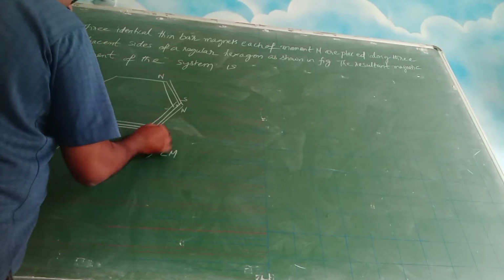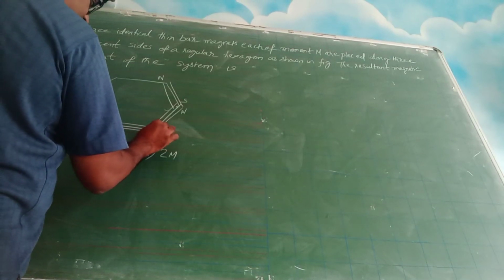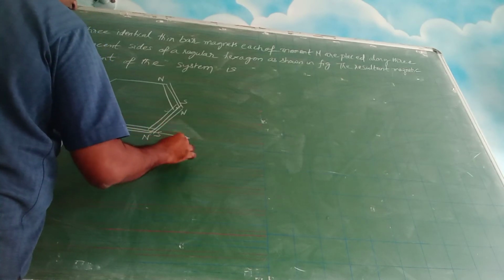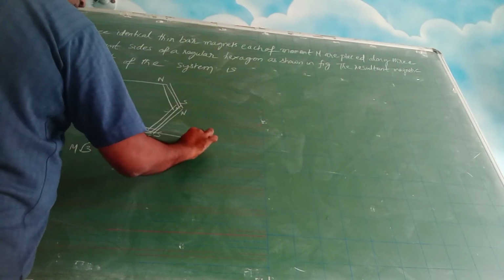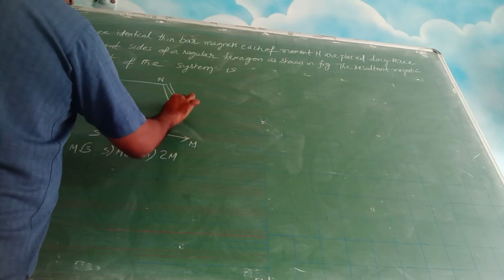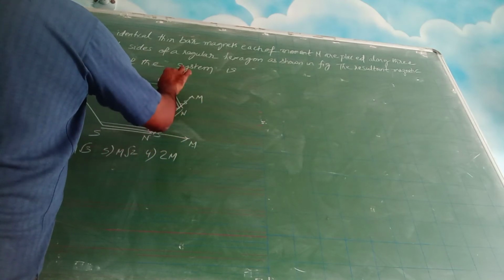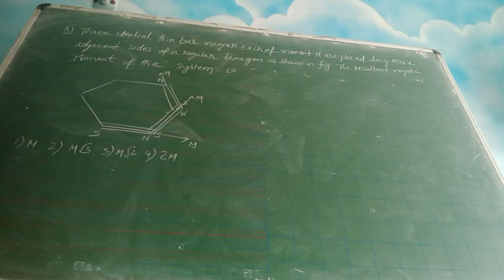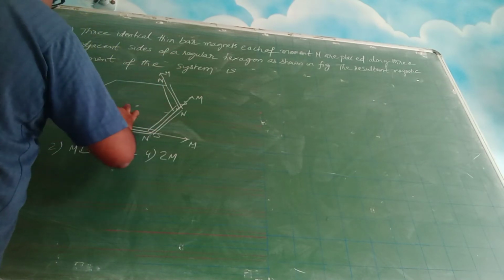So you can draw the magnetic moment lines here. It is outside north. All are the same, so this is M. Here north is there, so this will be like this. And here north is there, so this will be like this. Now you have to draw the angles here.